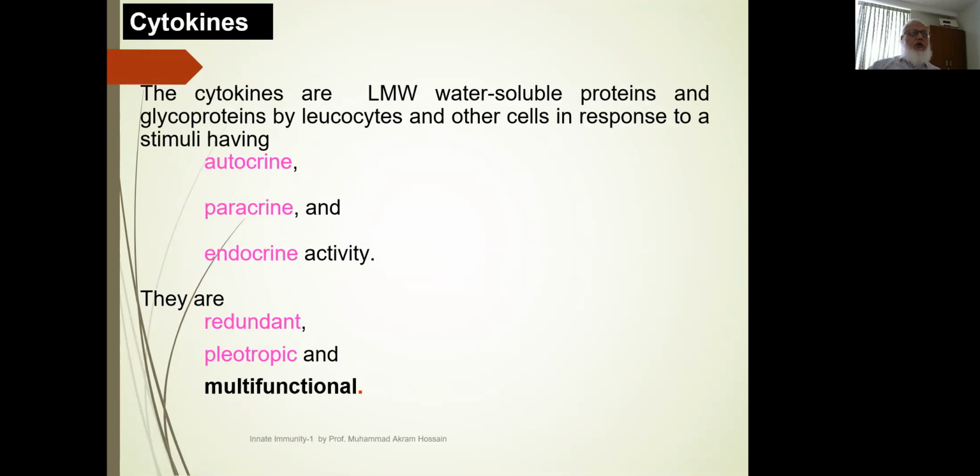Cytokines are low molecular weight, water-soluble proteins and glycoproteins produced by leukocytes and other cells in response to a stimulus. They have autocrine, paracrine, and endocrine activity. We'll show it in the next slide. They are redundant, pleiotropic, and multifunctional. There will be a separate lecture on cytokines.